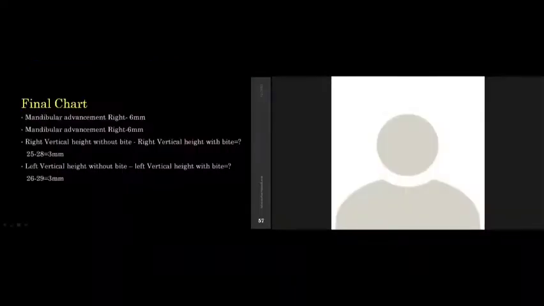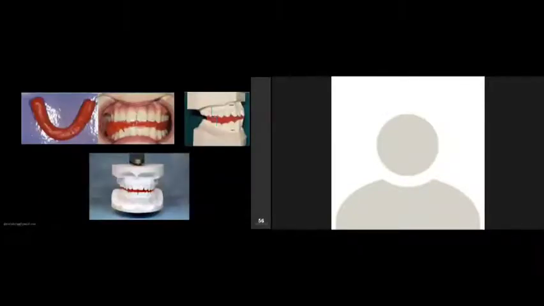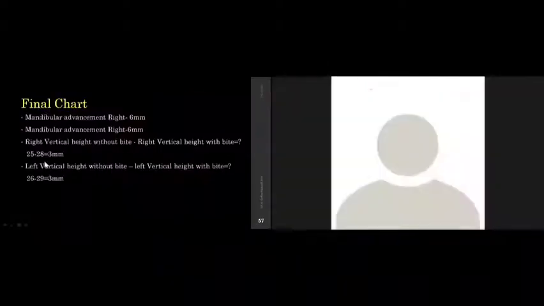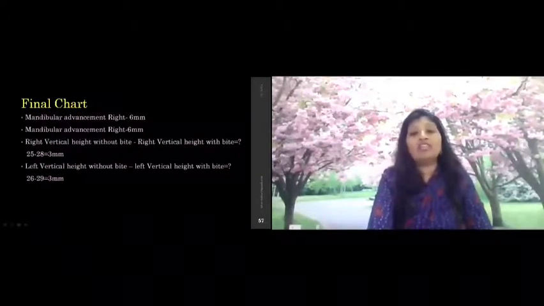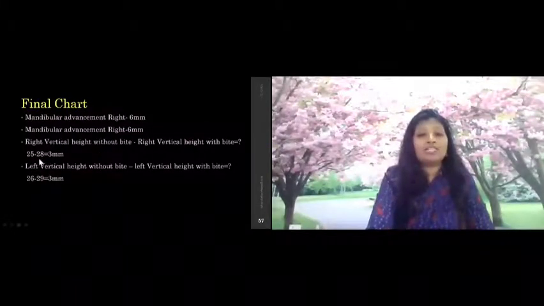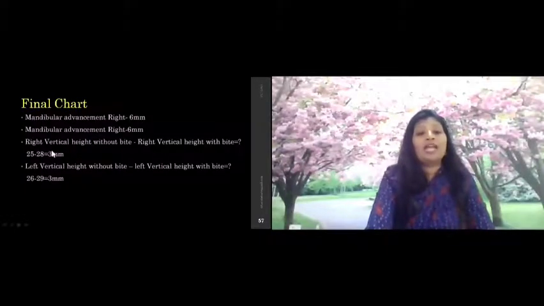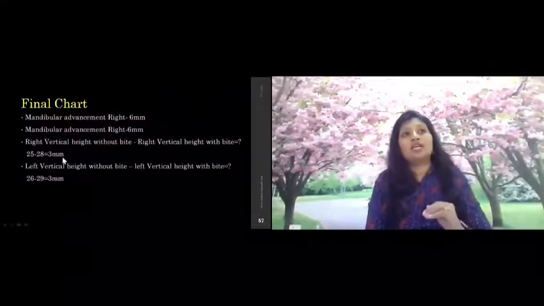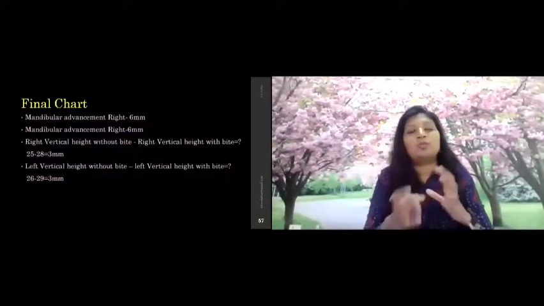the right vertical height without the bite, that is this one without the bite, and right vertical height with bite, that is you have right vertical height without bite minus right vertical height with bite. For example, if your bite was 25 millimeter in the beginning, and with bite it is 28, when you subtract it, this is 3 millimeter. It is 3 millimeter means whether it is within this freeway space or whether it is beyond this freeway space needs to be judged.